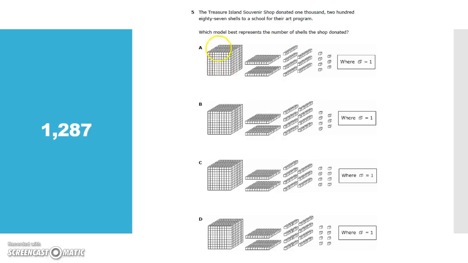Then I will look at answer choice A. I have 1,000. I have 2 hundreds. And then now let's count my tens: 1, 2, 3, 4, 5, 6, 7. I was needing 8 tens, so I know this is inaccurate. So I know answer choice A is not correct. Take time now to look at answer choices B, C, and D and determine which model best represents 1,287.